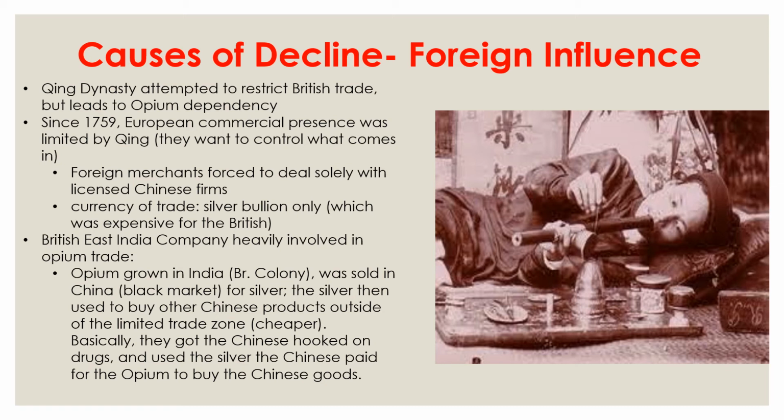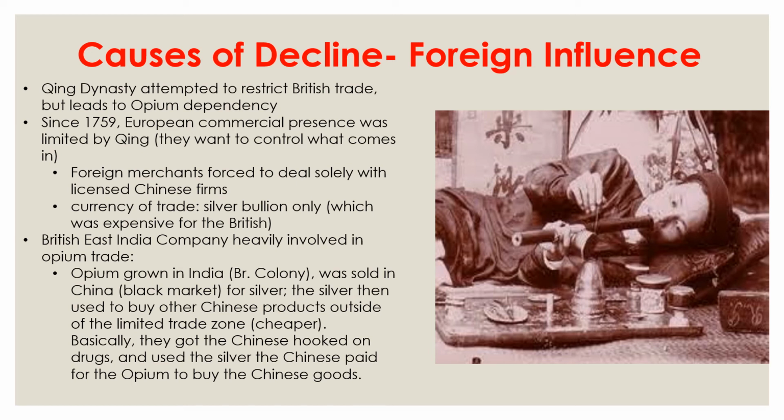They tried to do this to reduce the influence of the British in China because they did not want the British to completely exploit the region as they had done in India. Now, since 1759, European commercial presence was limited by the Qing. They wanted to control what came in and what went out. Foreign merchants were forced to deal solely with licensed Chinese traders and firms, and the currency of the trade was silver bullion only, which was expensive for the British.